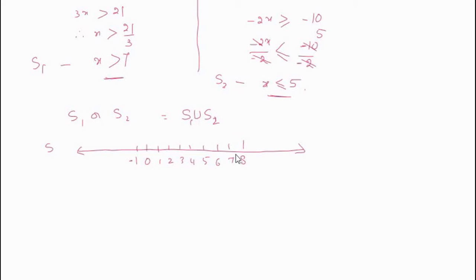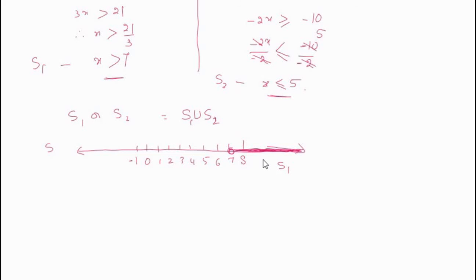So 7 is not included. So 7 is not part of the solution. So we need to have here a hollow circle. Anything above 7, like 7.0001, that is also part of the solution. Beyond that, everything is part of the solution. So we need to make this entire thing a thick line up to infinity. This is nothing but S1.